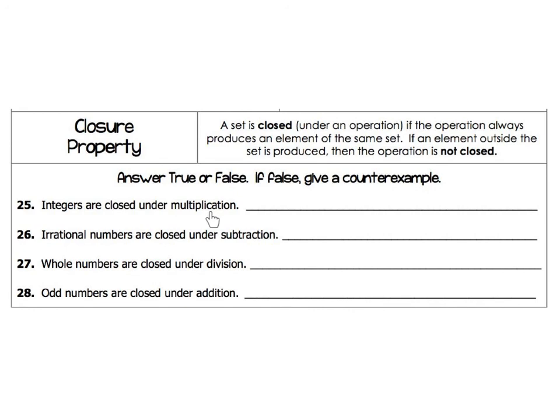All right, this is true because if we multiply an integer by itself, so say we've got an integer would be -3 times -3. We're going to get +9. That still produces an integer. It produces the same set. So this is a true statement. There's no example that we can come up with that proves this to be false. So we would write true.